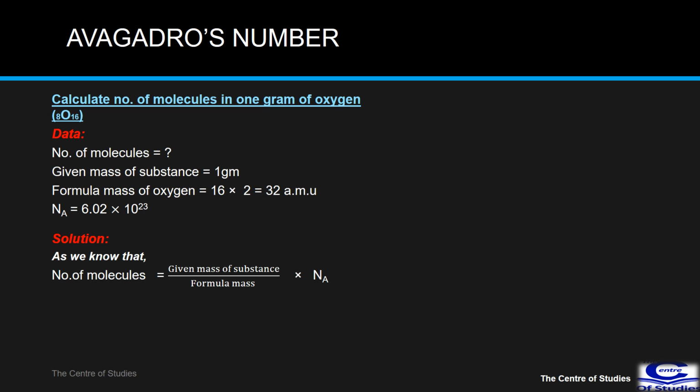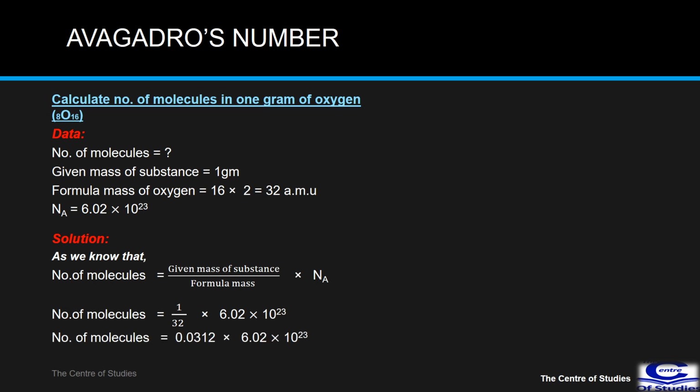Now placing the values in the equation, the number of molecules becomes 1 upon 32 into 6.02 exponent 23, and by dividing 1 by 32 we get 0.0312, and when we multiply it by Avogadro's number 6.02 exponent 23, we get the answer, that is 1 gram of oxygen contains 0.187 exponent 23 molecules.